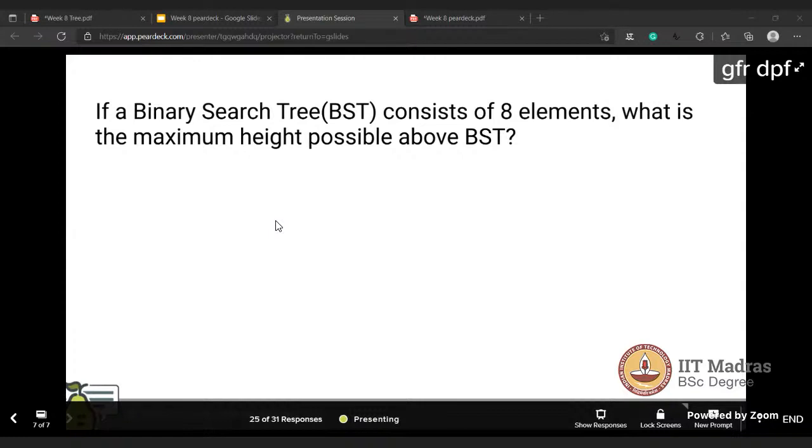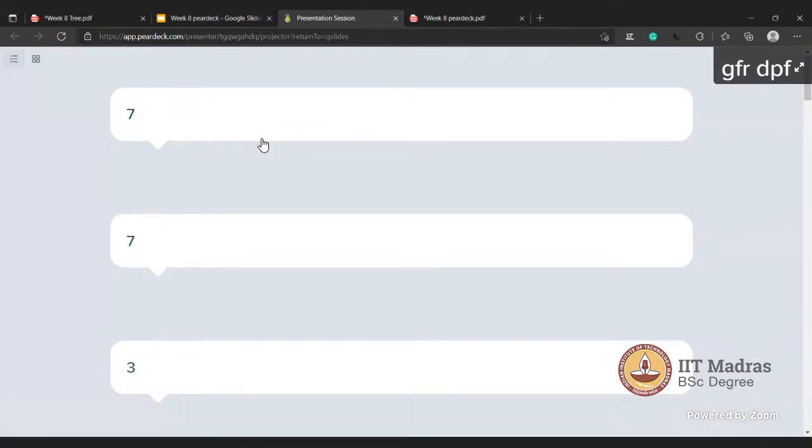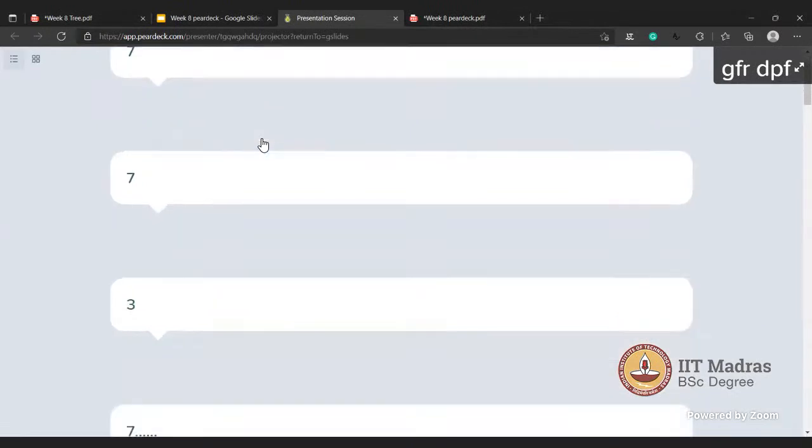Okay, we got 25 responses. We can discuss. Those who gave the 7 answer, can you explain why 7 is right? Considering one of the elements to be root, if all the elements are smaller than the root, they will reside on one side, either left side, or if all are greater, the right side. So there are 7 remaining elements, so they will make the next 7 levels. Yes, true.